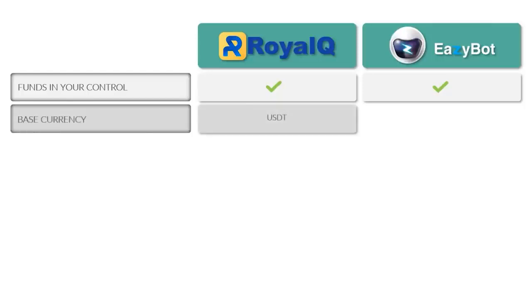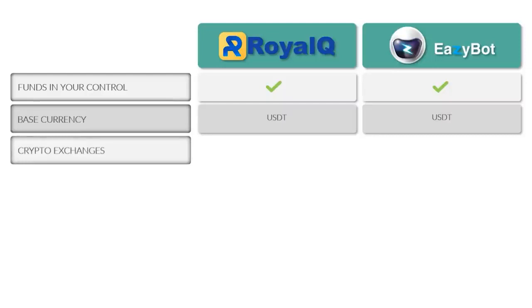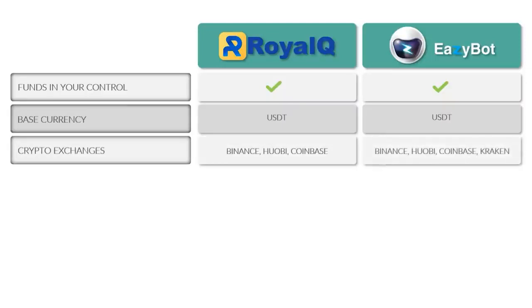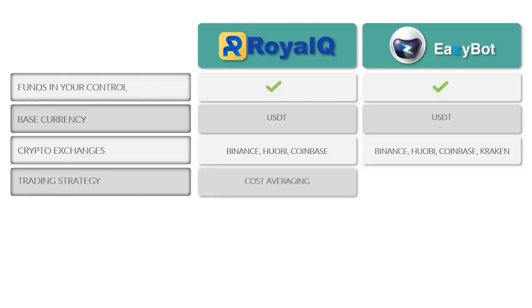Both Royal Q and EazyBot use the USDT stablecoin as the base currency. And for crypto exchanges, Royal Q currently supports the 3 following crypto exchanges and EazyBot currently supports 4, because not all exchanges support API connection. When it comes to the trading strategy, Royal Q primarily uses cost averaging, and EazyBot uses a combination of cost averaging, scalp trading, and a few other proprietary strategies which we will discuss here shortly.